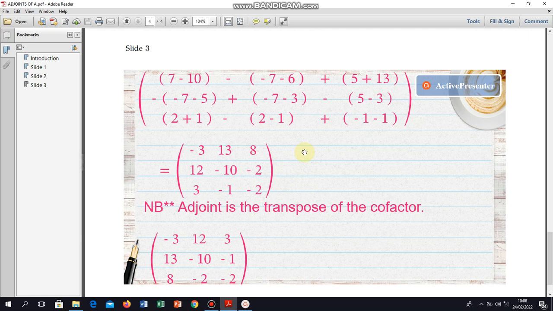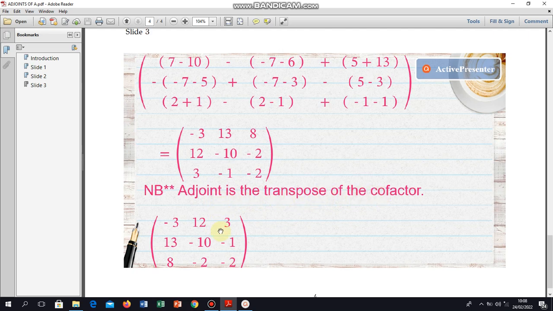And now you can be asked to get the transpose. For you to get the transpose, it is the same thing as being asked to get the adjoint, because adjoint is the transpose of the cofactor. So transpose and adjoint mean the same thing. So what you need to do is just to interchange. First of all, you write the elements in the major diagonal the way they are. Here they are. You write them.